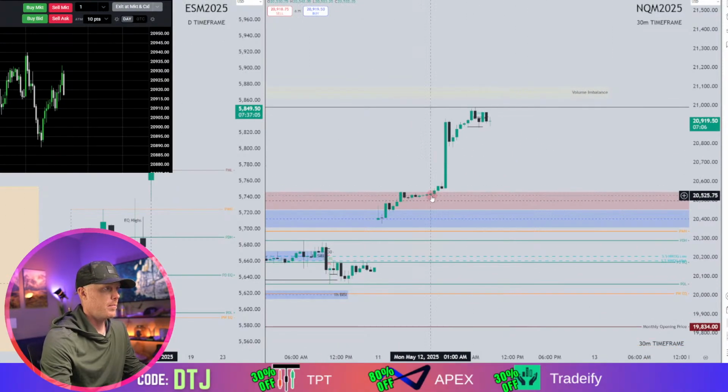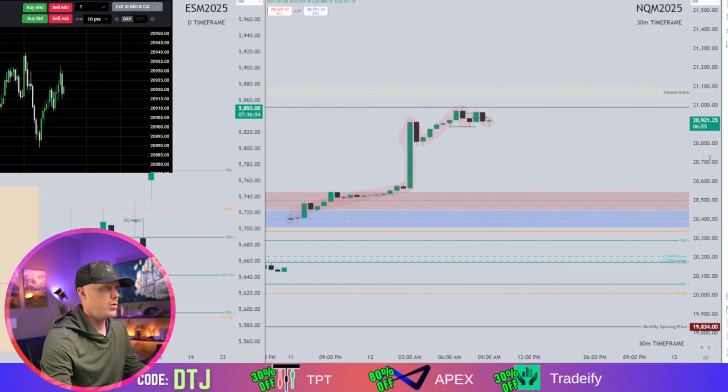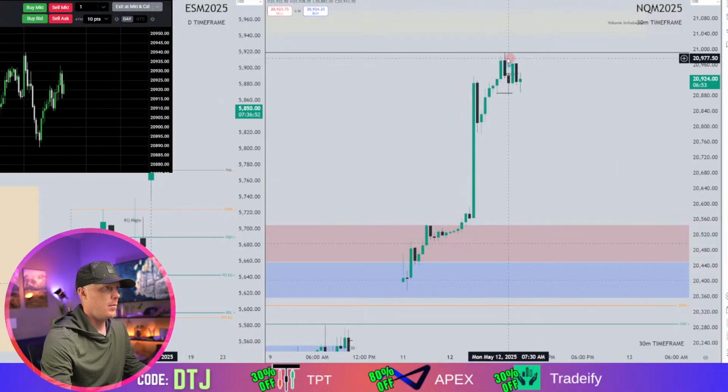You can see right here, this is where we opened. We got our news. Boom, retracement, hit that breaker, and we've been kind of consolidating here. I think we honestly could retrace. We could retrace down to this fair value gap somewhere here.